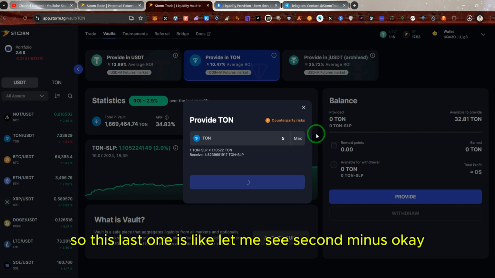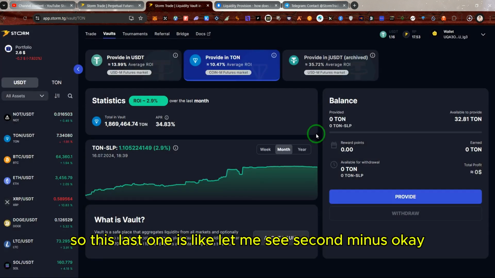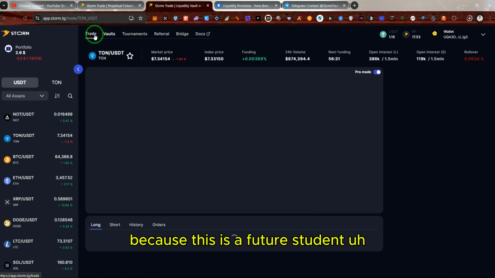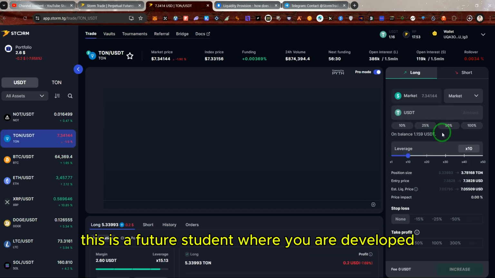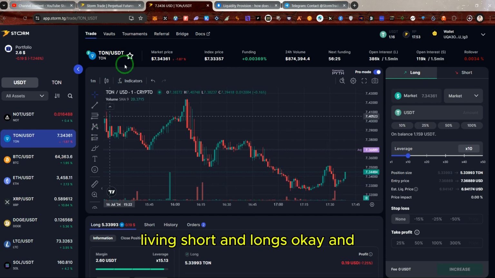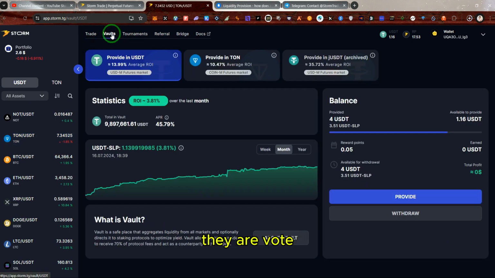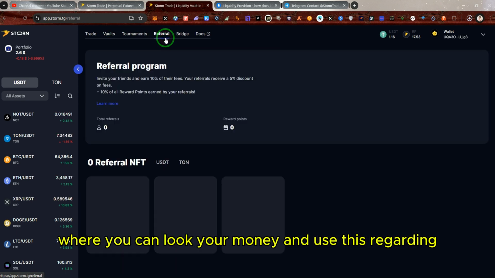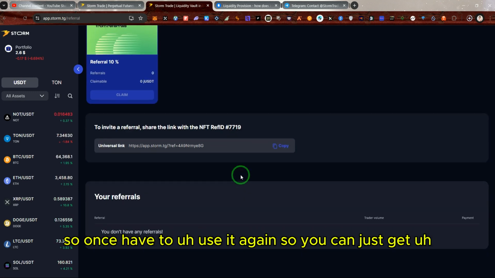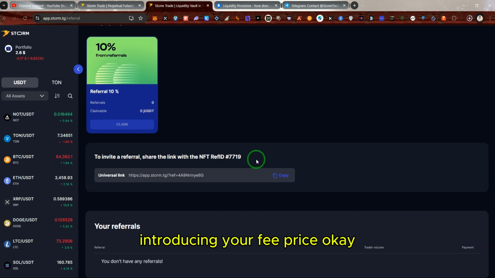This platform is like, let me say, second to Binance, where you are trading futures. This is futures trading where you have leverage, shorts and longs. They have a vault where you can lock your money, and use this referral link so you can get a reduced fee price.